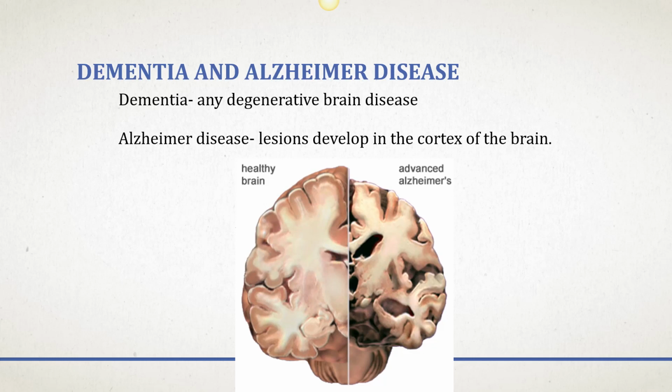So moving on to dementia and Alzheimer's disease. Dementia is any degenerative brain disease. Dementia can be temporary, like if an elderly patient has a UTI, they can suffer temporary confusion or dementia, or it can be permanent. But any degenerative brain disease, including Parkinson's disease and Huntington's disease, are all considered forms of dementia. Alzheimer's disease is a specific type of dementia, or a specific type of brain degenerative disease that leads to dementia. And with Alzheimer's disease, we usually call this the plaques and tangles.